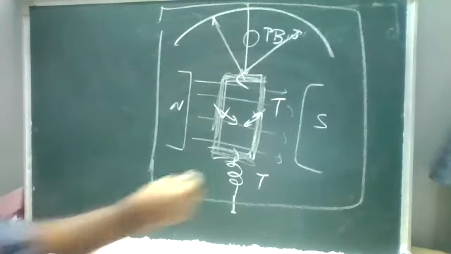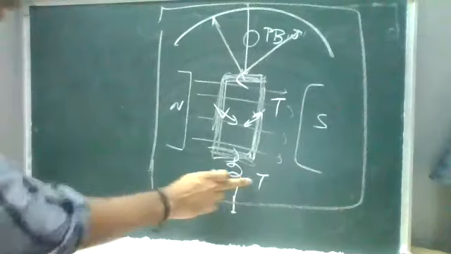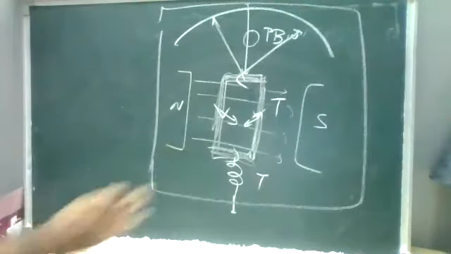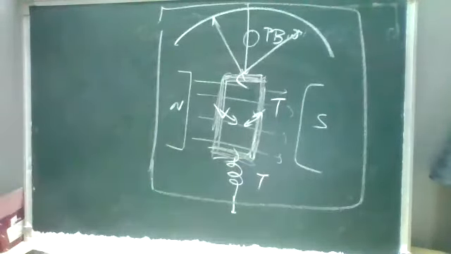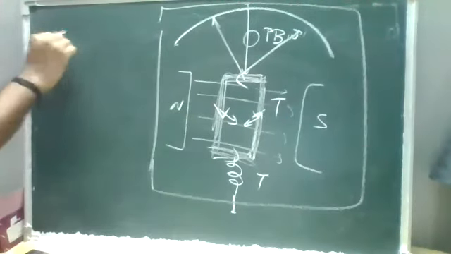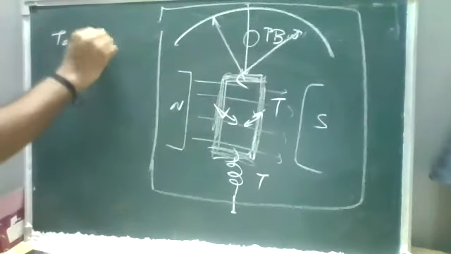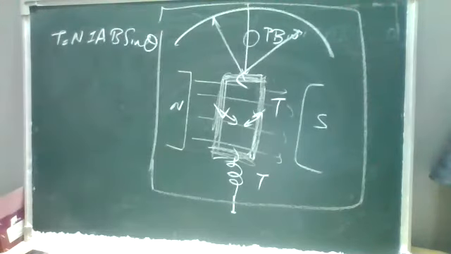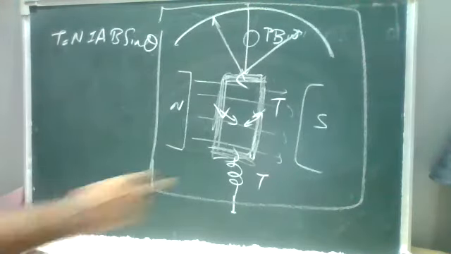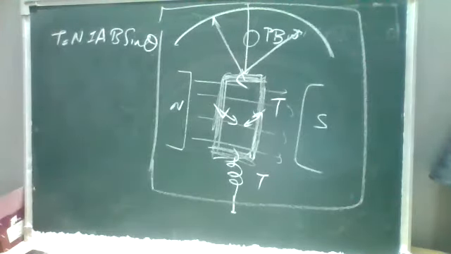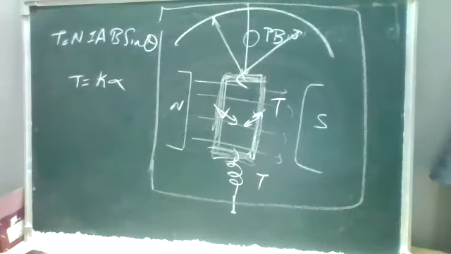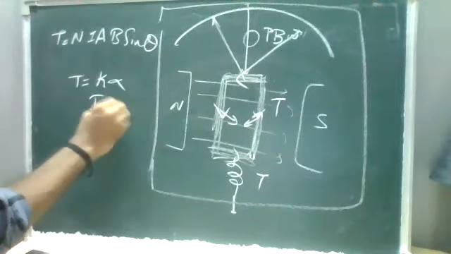To return to the initial point there will be a spring, and again in the spring there will be a torque. The torque formed here will be equal to this, so it will return to the initial condition. So the torque for this coil is T is equal to NIAB sin theta. And the torque with respect to the angular twist is T is equal to K alpha. If you remember, F is equal to Kx.